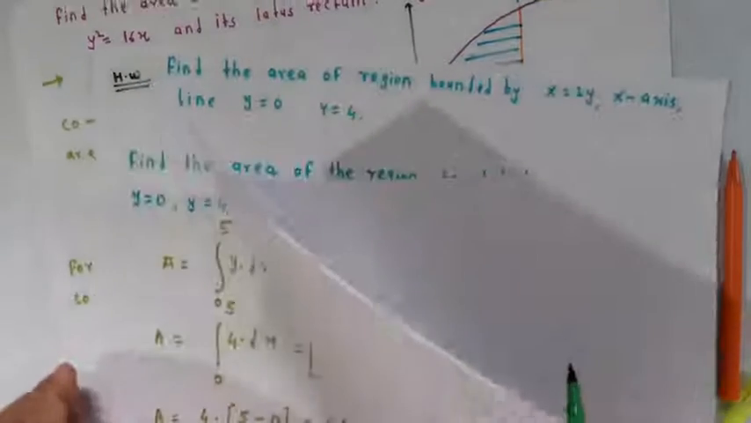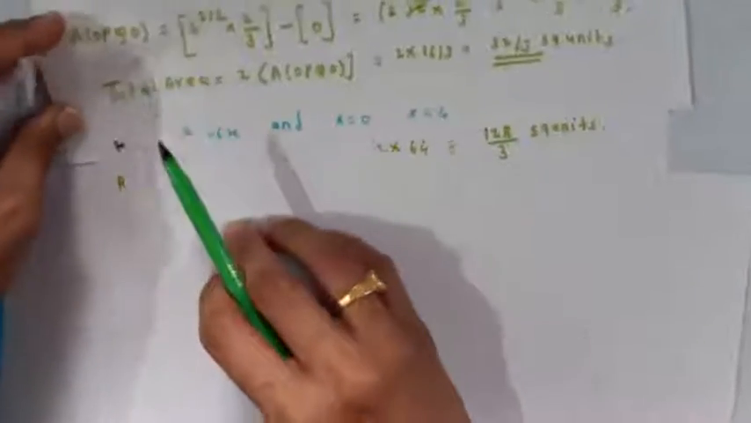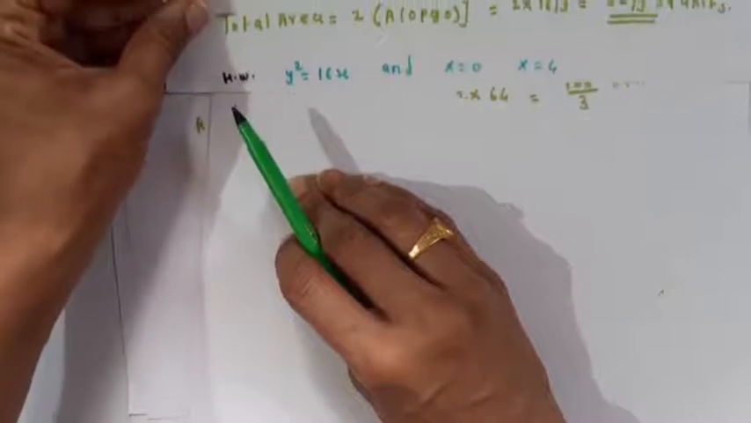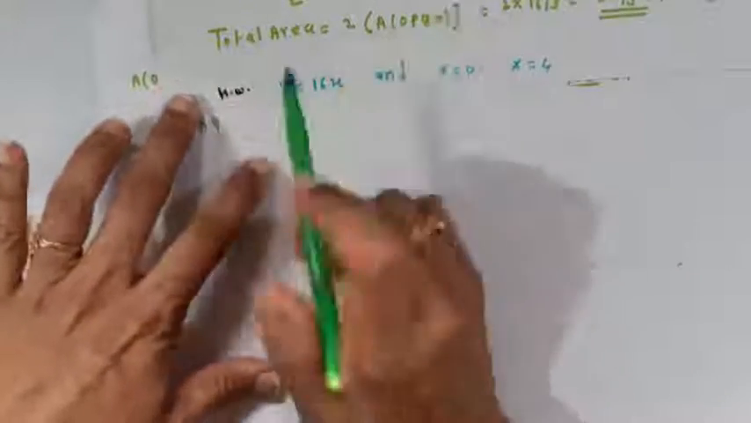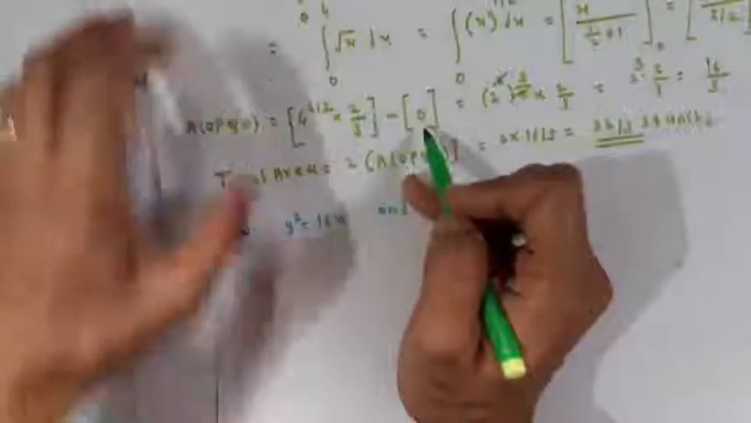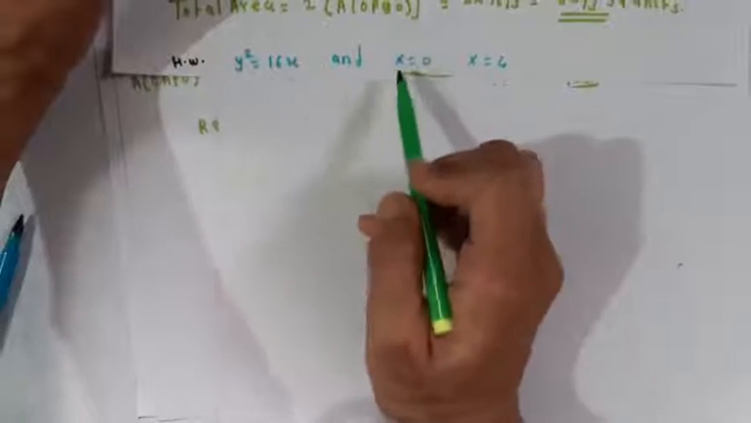Again, one more problem is there. Also take one example as homework. Find the area of the region bounded by y square equal to 16x, and x equal to 0 and x equal to 4. So these are the 2 problems for homework. Solve the 2 examples and send them to me.